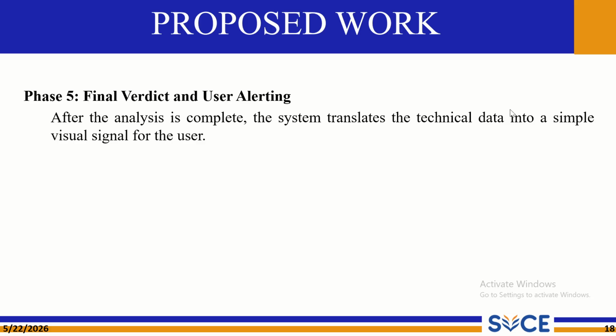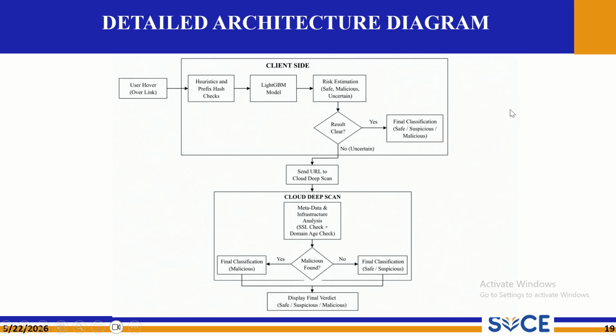The next is system architecture. The architecture contains both client-side and cloud-side modules. The browser extension performs URL capture, feature extraction, hash lookup, heuristic checks, and machine learning inference. The cloud layer performs advanced infrastructure verification when needed. This hybrid design ensures faster response, better scalability, reduced network usage, and enhanced privacy protection.